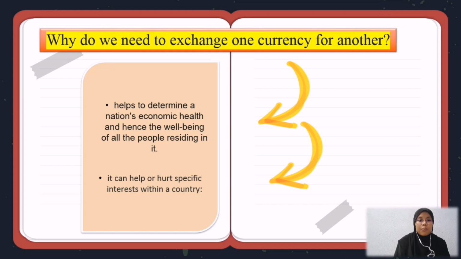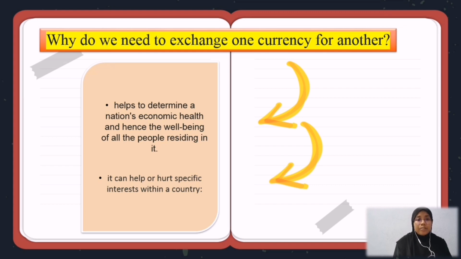Next, why do we need to exchange one currency for another? Foreign exchange is the trading of different national currencies or units of account. It is important because of the exchange rate, the price of one currency in terms of another. It also can help to determine a nation's economic health and hence the well-being of all the people residing in it.